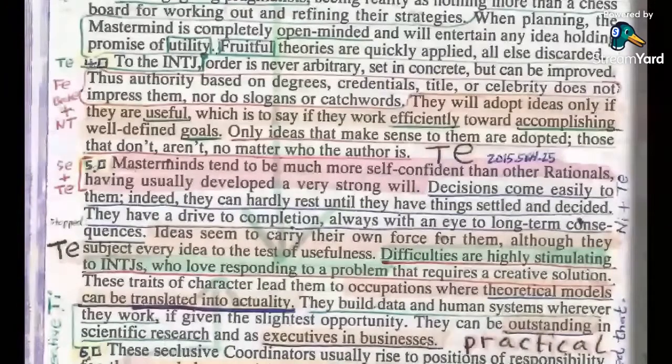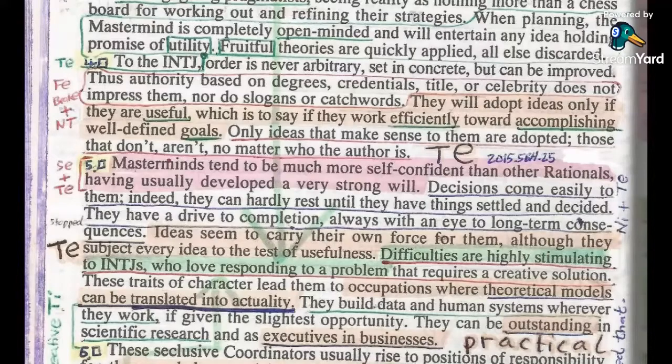Fruitful theories are quickly applied, all else discarded. Now we could say that the theory is correlated to Ti with Ne, because the NTPs are very good at coming up with theories, and Ti and Ne are all in their wheelhouse. To the INTJ, order is never arbitrary, nothing is set in concrete, but it can be improved. Thus, authority based on degrees, credentials, titles, everything does not impress them, nor do slogans or catchwords. So this would probably be the unvalued Si in the NIT. They will adopt ideas only if they're useful, which is to say that they work efficiently towards accomplishing well-defined goals.